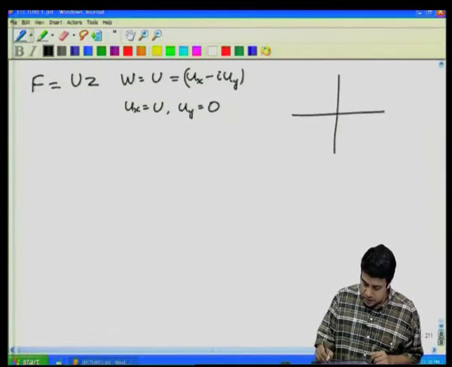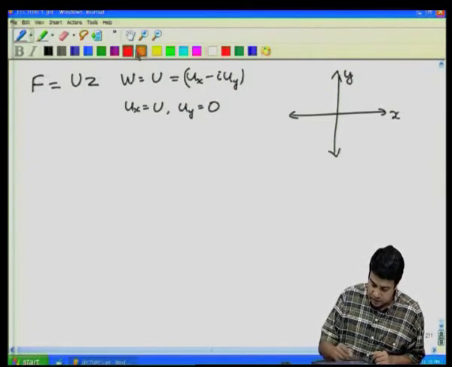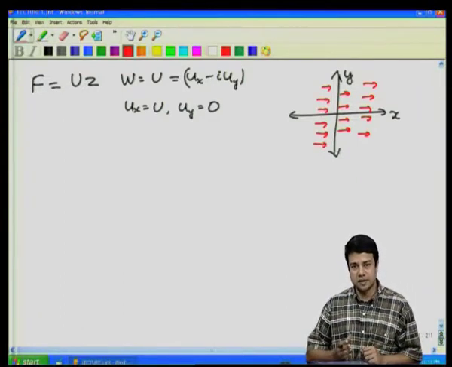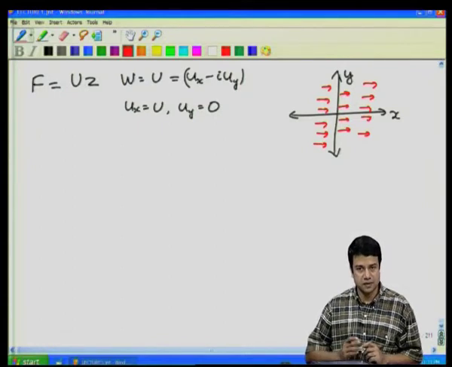So, u_x is a constant, equal to capital U, and u_y is equal to 0. That means that you have a constant velocity U everywhere. The velocity is just a constant everywhere, independent of position. So, a potential that is linear in z, of course, gives you a constant velocity. That is no surprise.